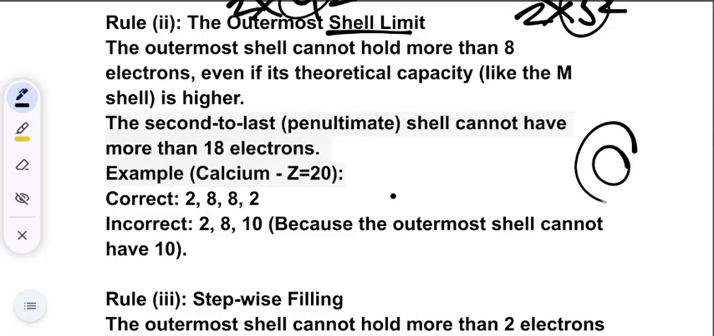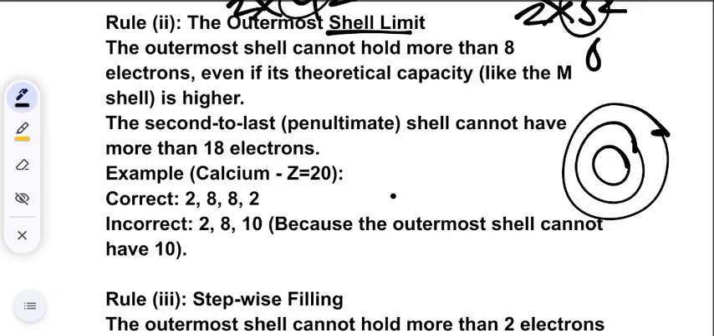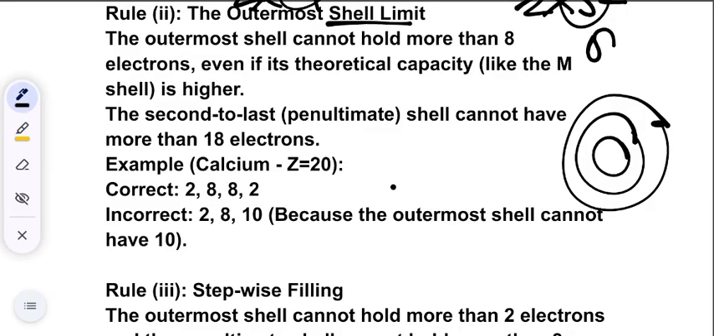Outermost shell, I am drawing it here. If we see this diagram, the outermost shell is this. Now the outermost shell cannot hold more than 8 electrons, which means its maximum capacity for holding electrons is 8, not more, even if its theoretical capacity is higher. Theoretical capacity means its capacity of holding electrons.